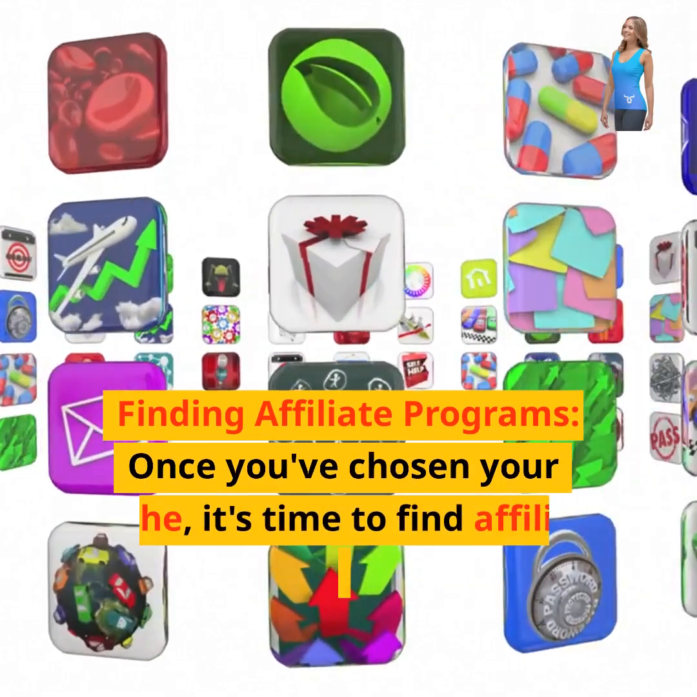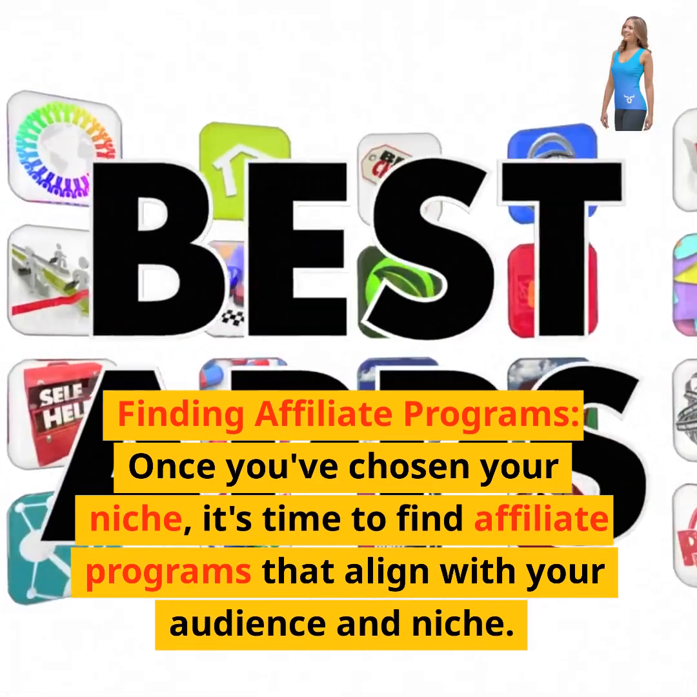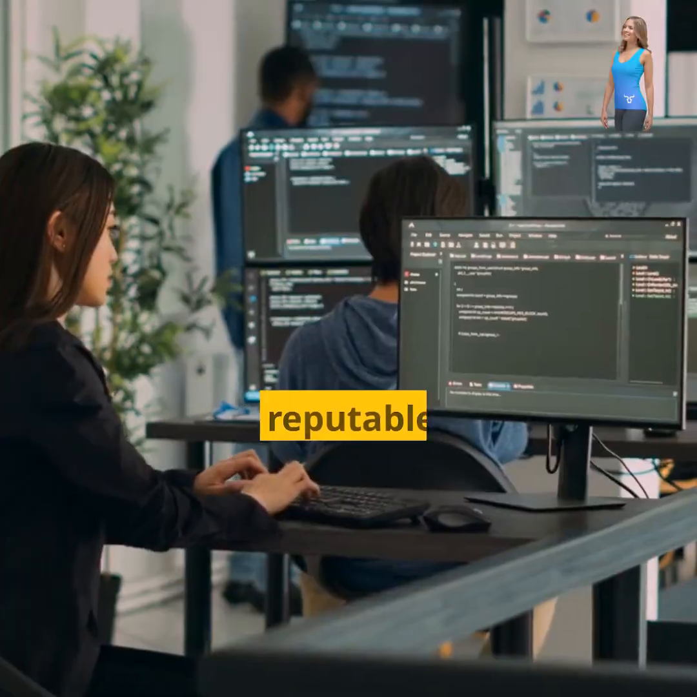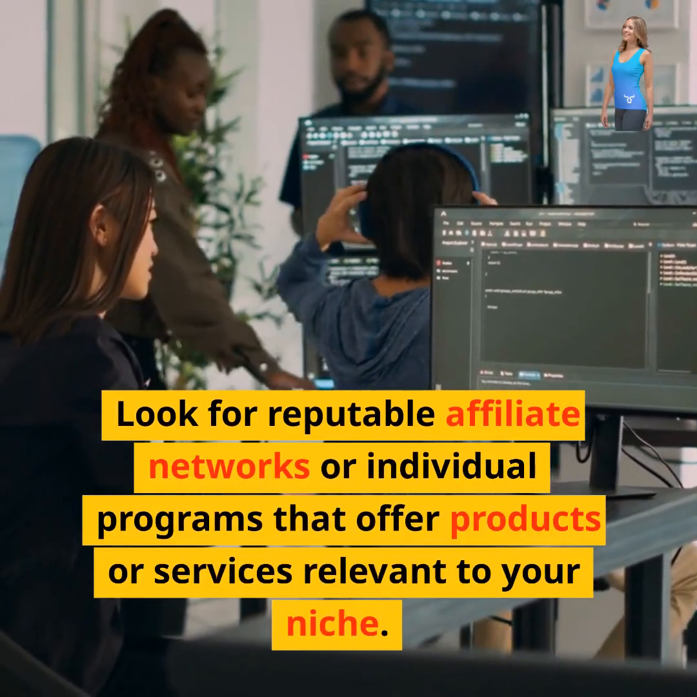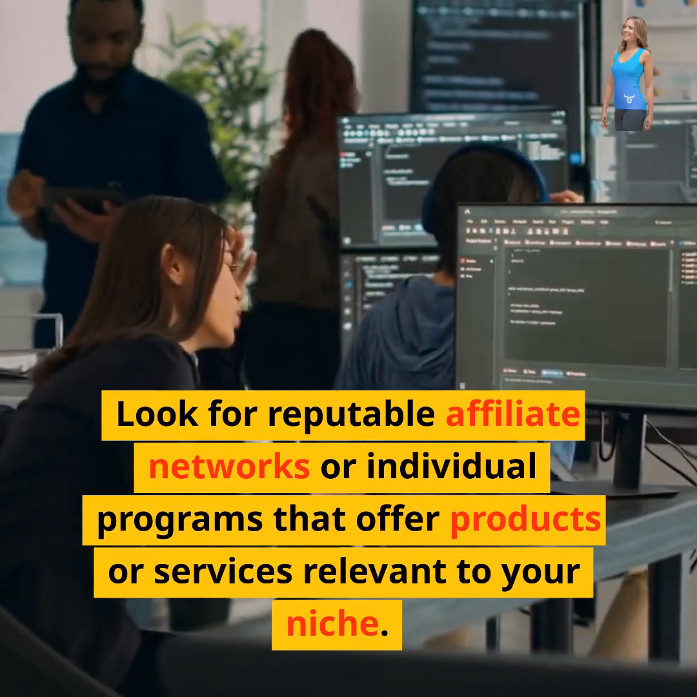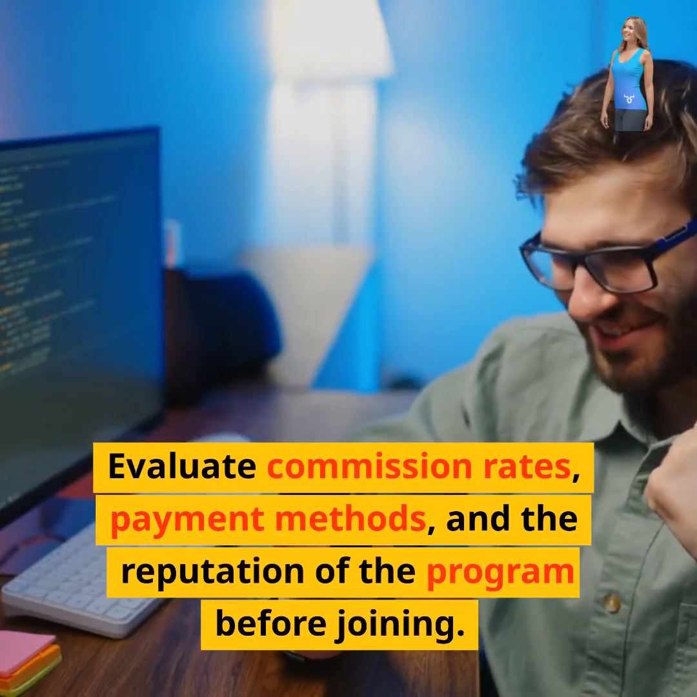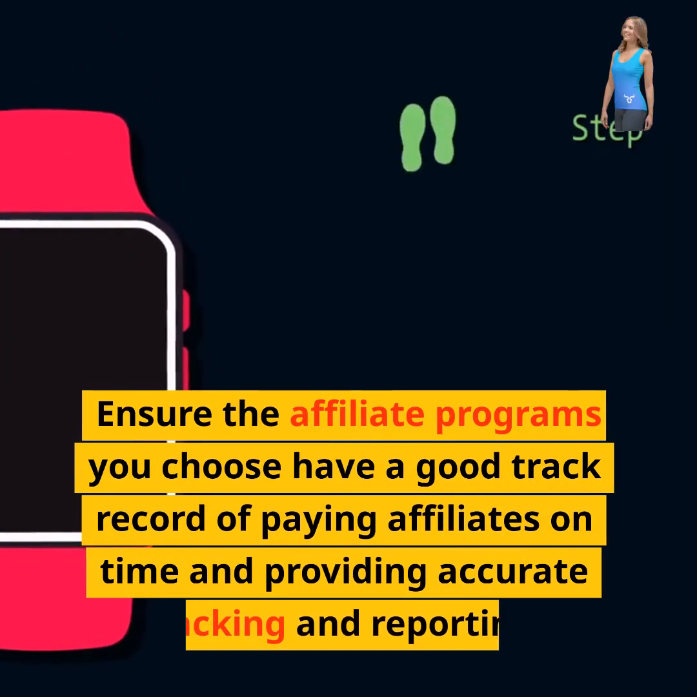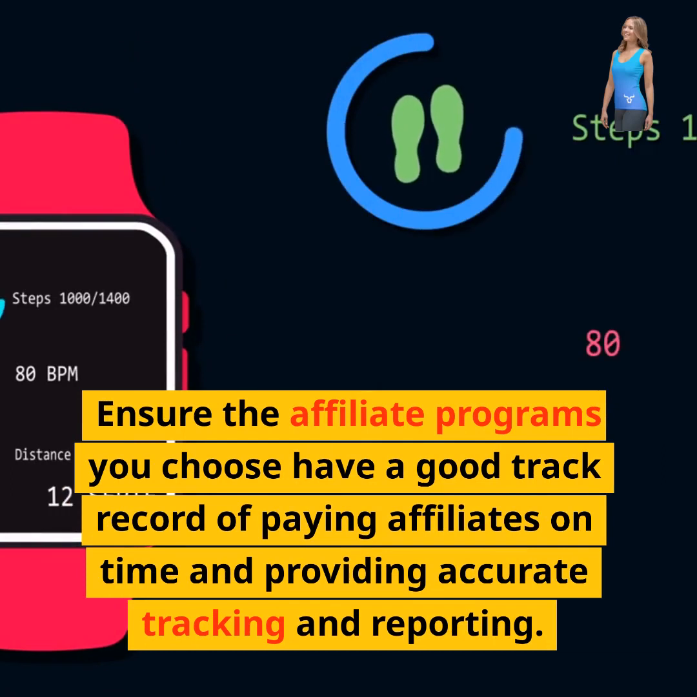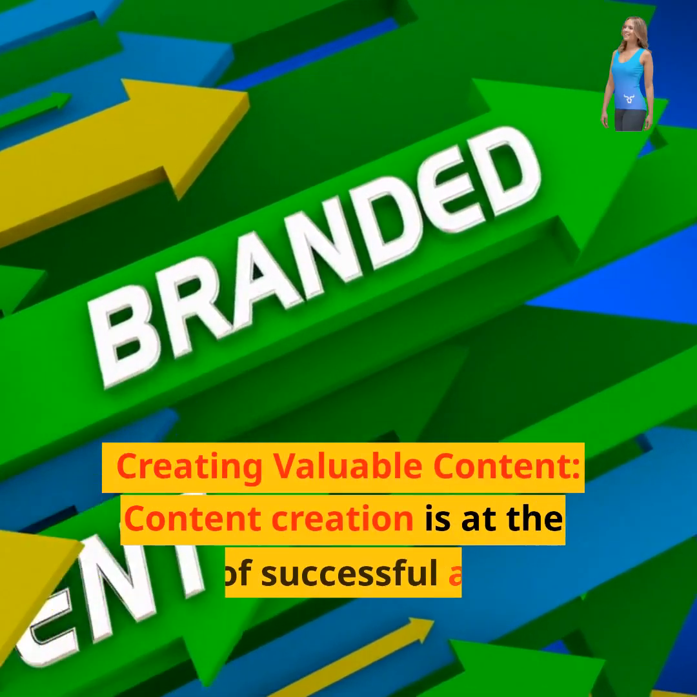Finding affiliate programs. Once you've chosen your niche, it's time to find affiliate programs that align with your audience and niche. Look for reputable affiliate networks or individual programs that offer products or services relevant to your niche. Evaluate commission rates, payment methods, and the reputation of the program before joining. Ensure the affiliate programs you choose have a good track record of paying affiliates on time and providing accurate tracking and reporting.